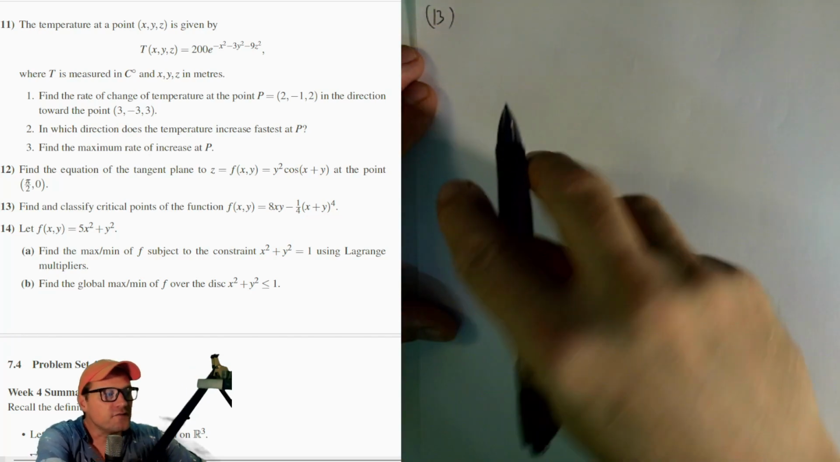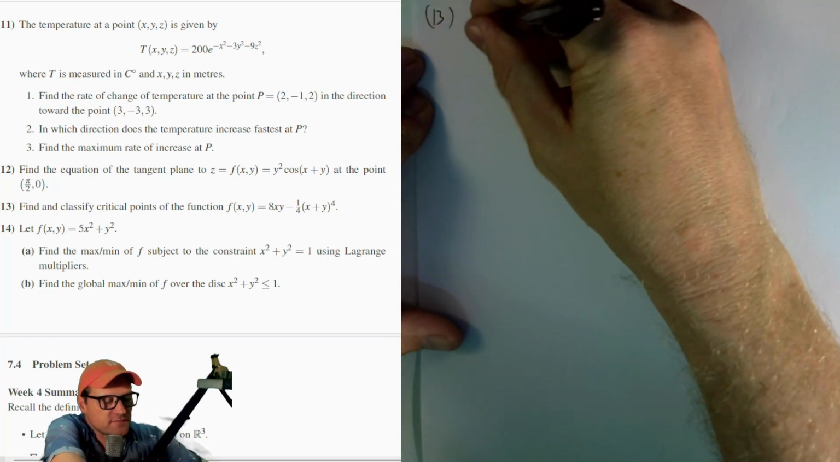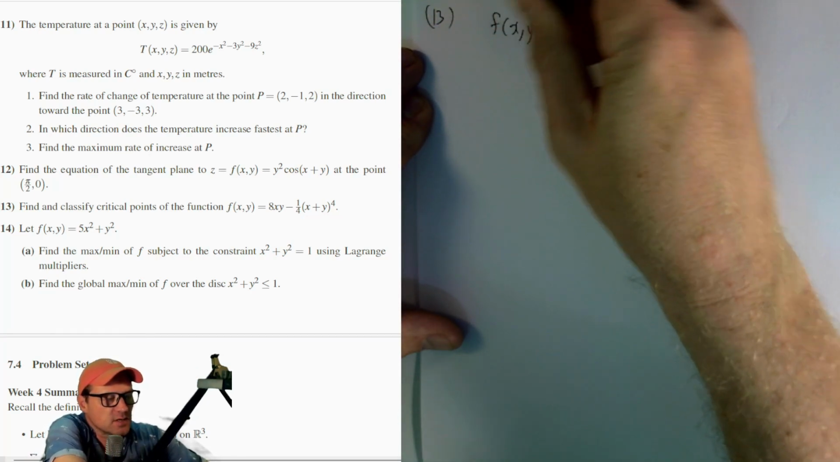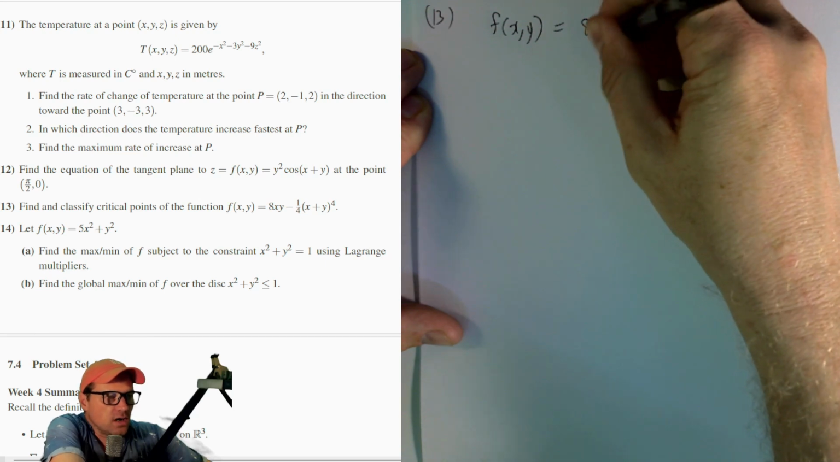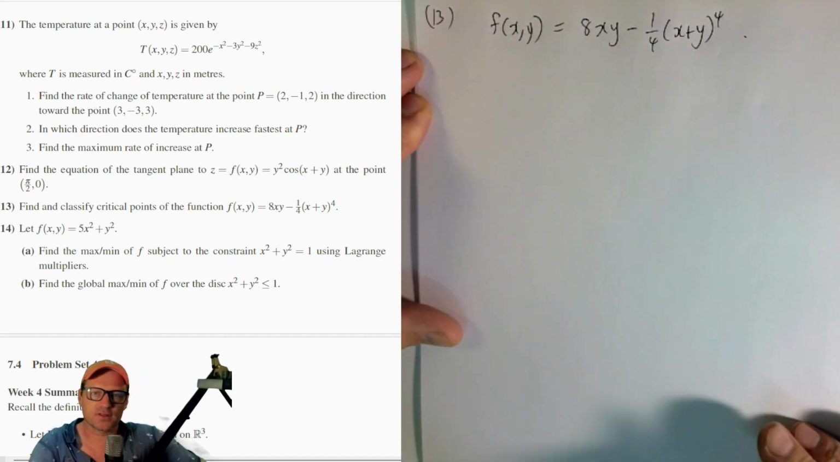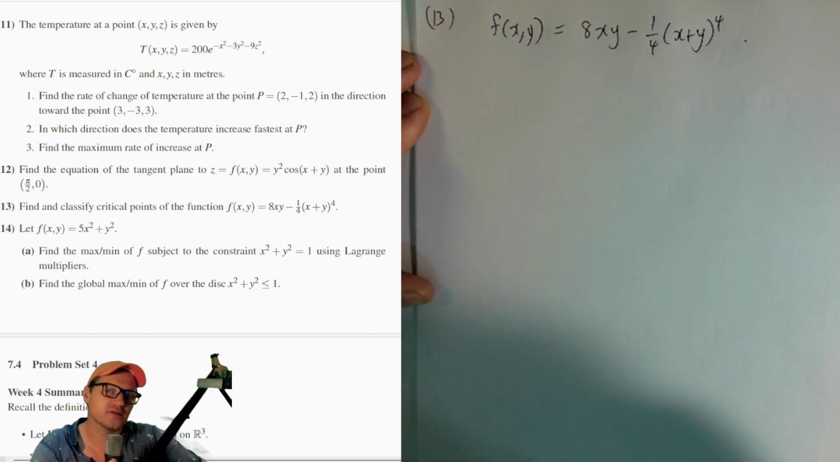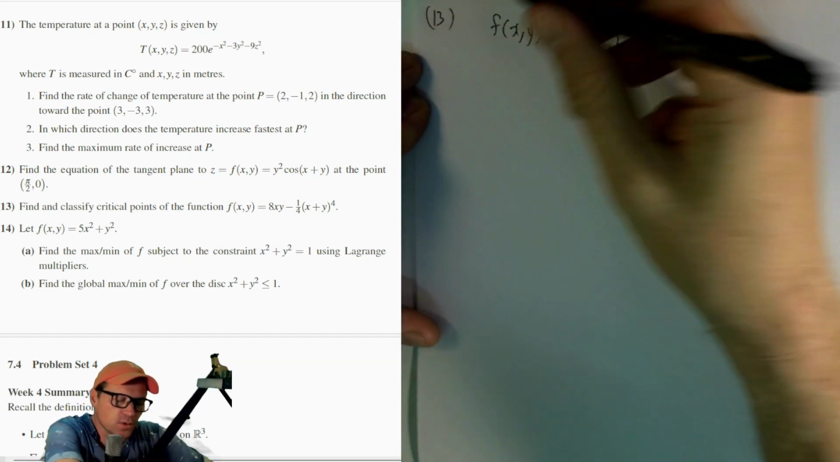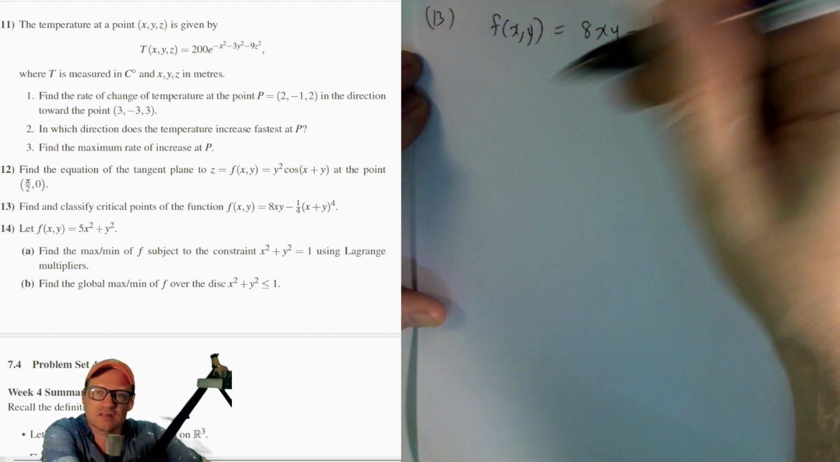Question 13. Find and classify the critical points of the function f of x and y given by 8xy minus a quarter (x + y) to the power of 4. Okay, so the critical points occur when grad f is equal to the 0 vector. So we need to calculate fx and fy.